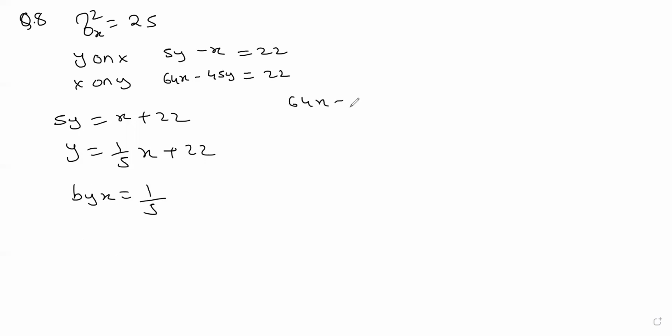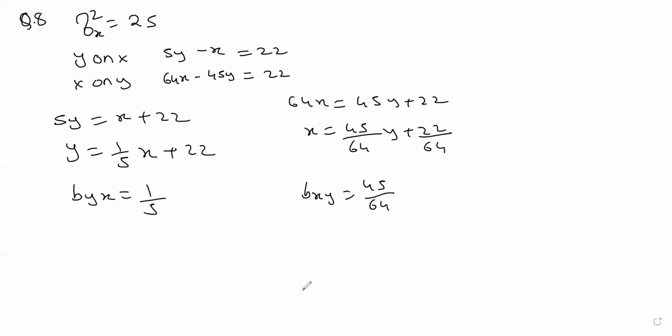64x is equal to 45y plus 22. x is 45 upon 64 y plus 22 by 64. bxy is 45 by 64. Both are positive, bxy and byx. Okay.